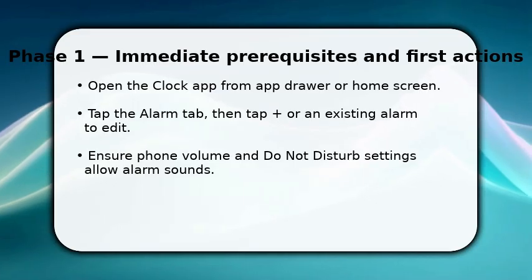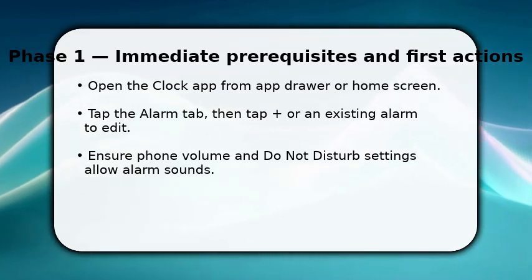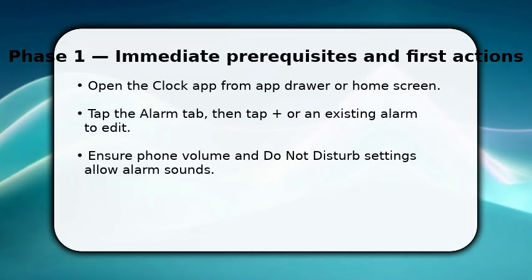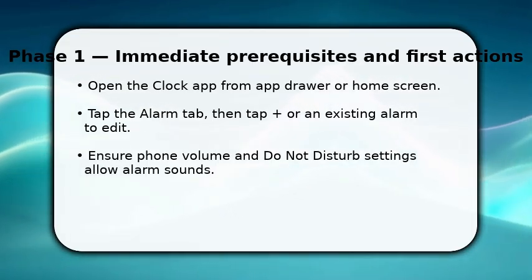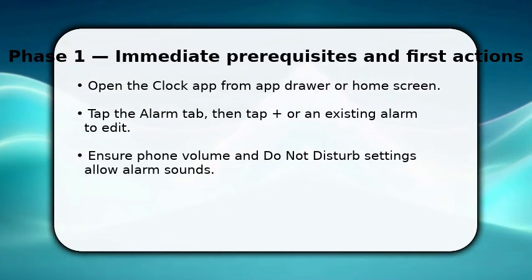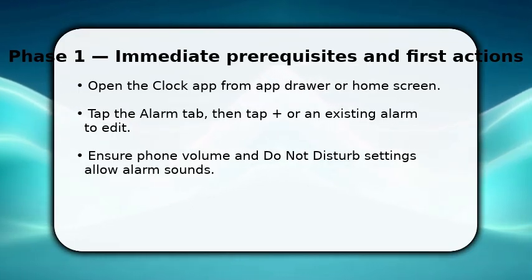Make sure your phone volume is up and Do Not Disturb is configured to allow alarms, because otherwise you won't hear it. Once done, you're ready to choose the audio source, which is the next step we'll cover. This is where the sound actually gets set.